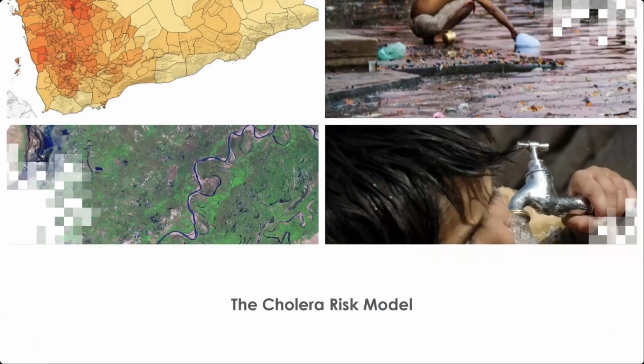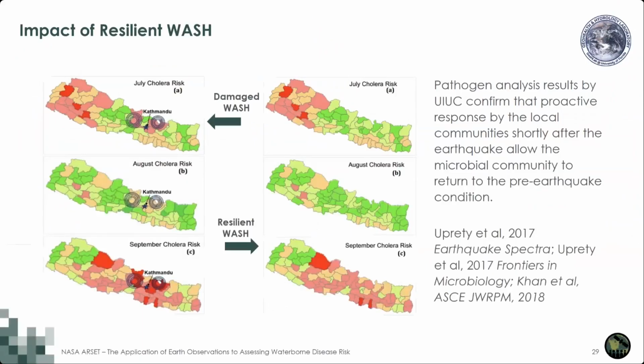And now I'm going to talk a little bit more about how we actually incorporate those data sets into our cholera risk model and how the model actually works. So our first look at using this cholera risk model, one of the first projects that we did, was after a natural disaster in Nepal, where there was a huge earthquake, especially in the Kathmandu region, which is the capital of Nepal.